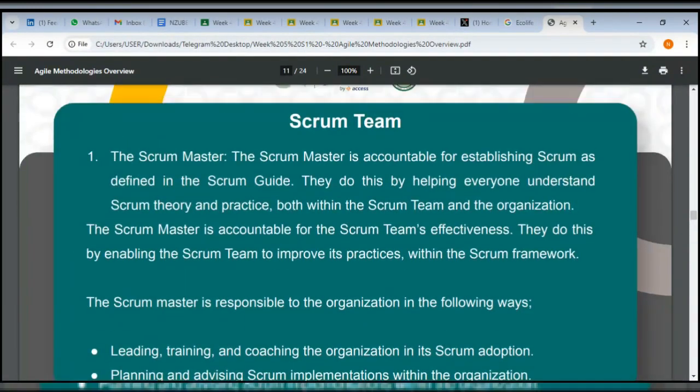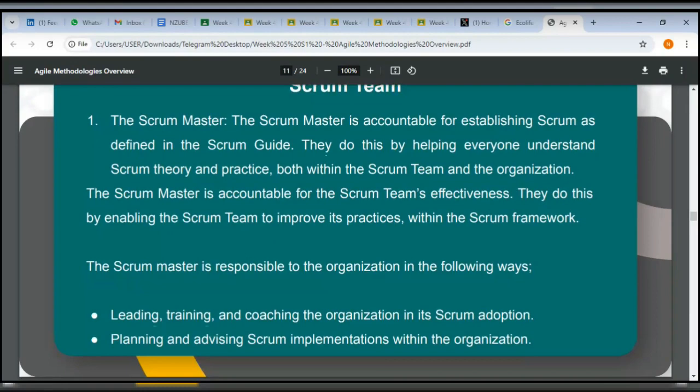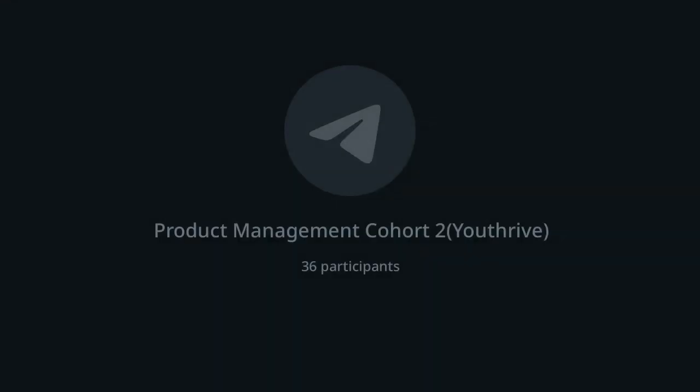The Scrum Master is accountable for establishing Scrum as defined in the Scrum Guide. They do this by helping everyone understand Scrum theory and practice, both within the Scrum team and the organization. So there are certifications for becoming a Scrum Master, just a Scrum Master. You don't usually always need that certification to be able to function as a Scrum Master, but you need it for the most part, but there are companies that assume that Scrum Mastery is a part of your skill as a product manager.